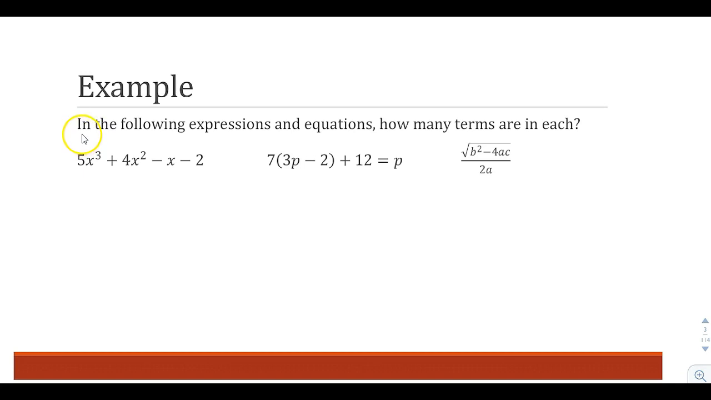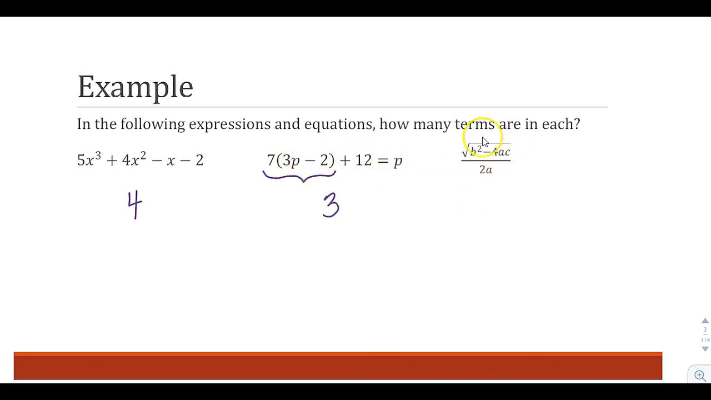In the next example, we're asked, in the following expressions and equations, how many terms are in each? So in this first example, we have 1, 2, 3, 4 terms. So I'm going to go ahead and write 4. In the next example, the way we currently have this equation set up, this whole thing right here, 7 times the quantity 3p minus 2, is all one term. And then I have the second term, and on the other side of the equal sign, I have a third term. So this is a total of 3 terms in this equation.